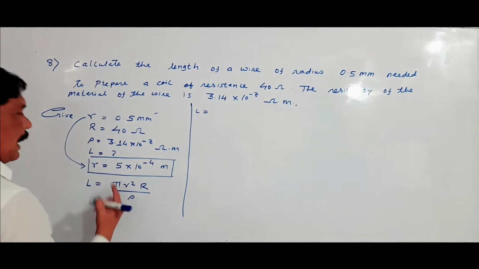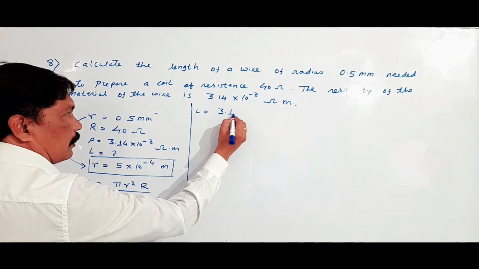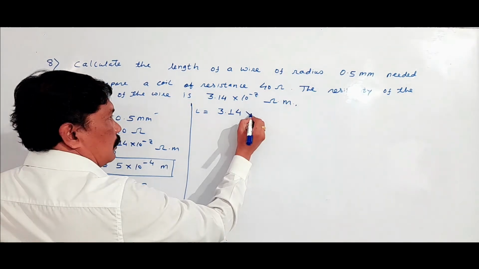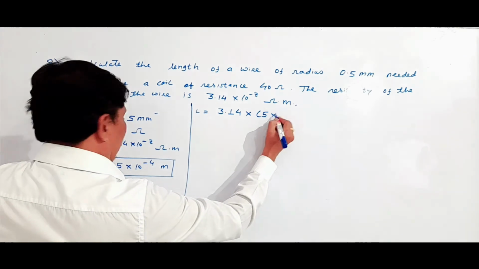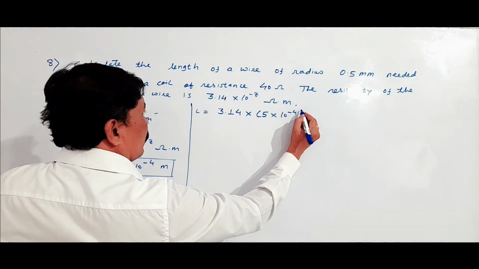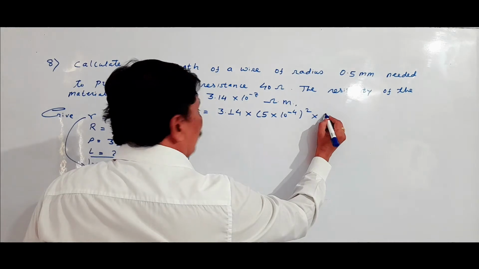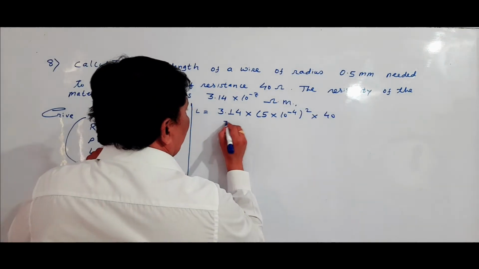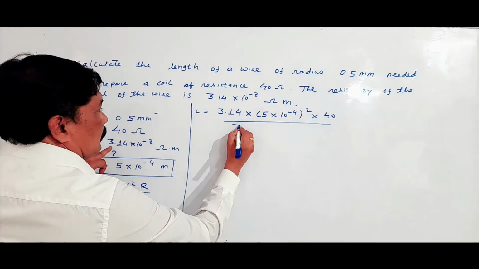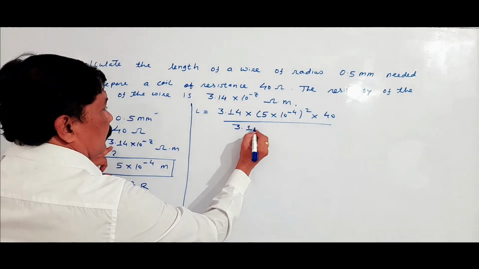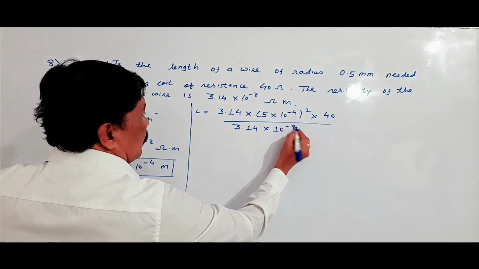L is equal to pi value is 3.14 into r square, 5 into 10 to the minus 4 square, into R, 40, divided by resistivity of a material, and it is given 3.14 into 10 to the power minus 7.